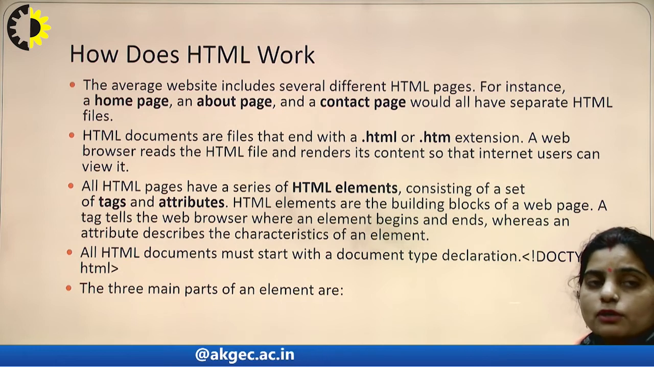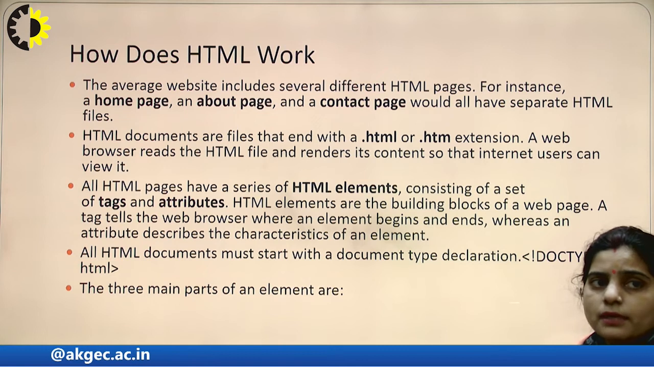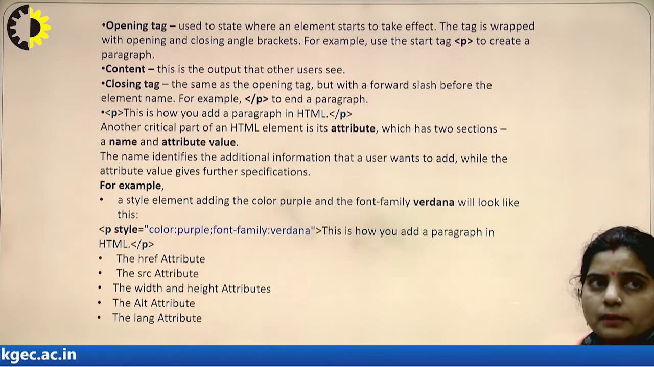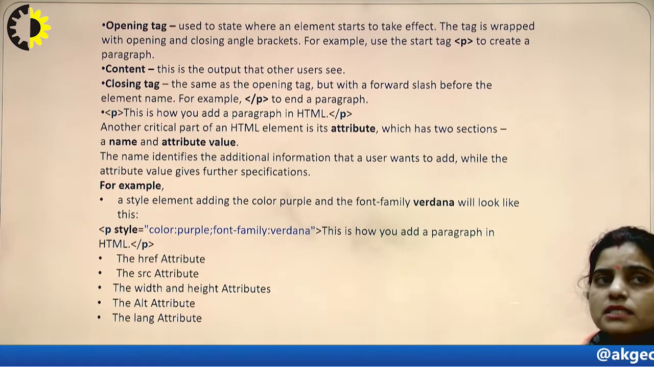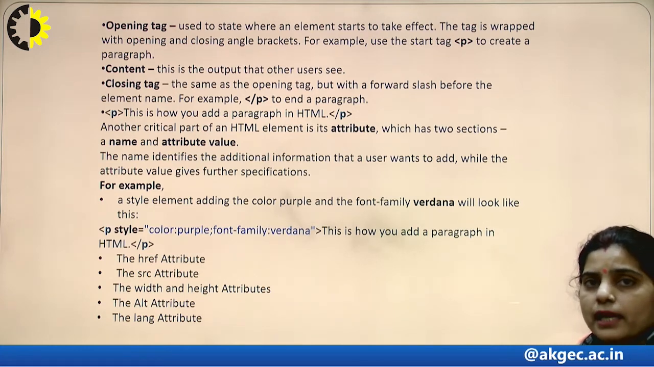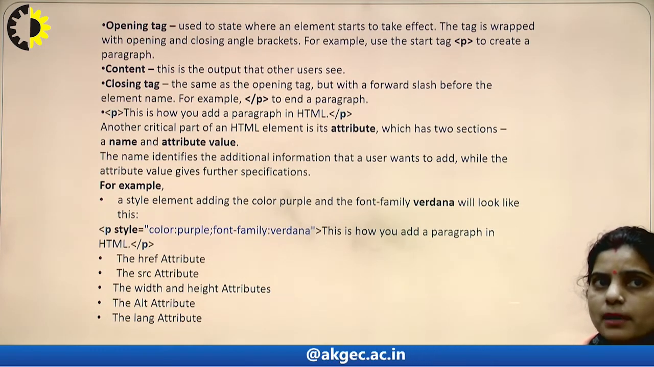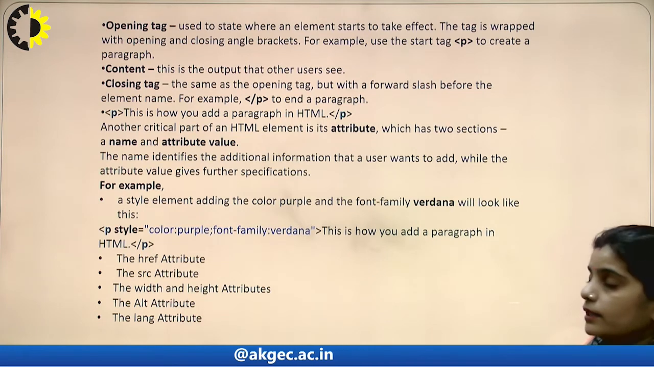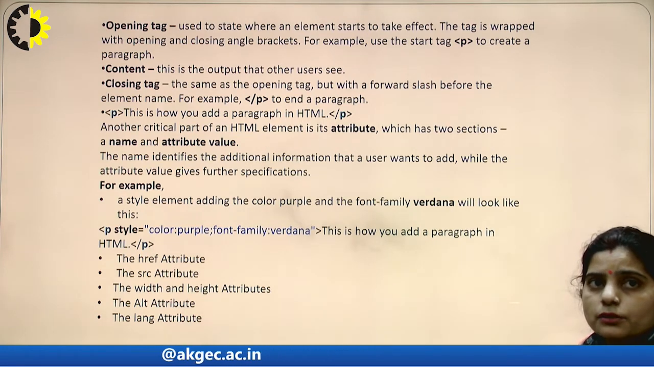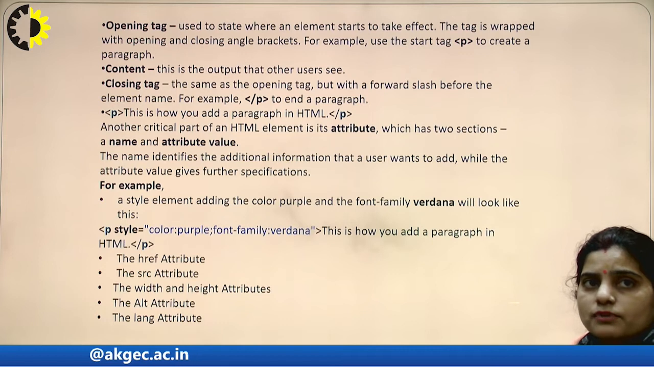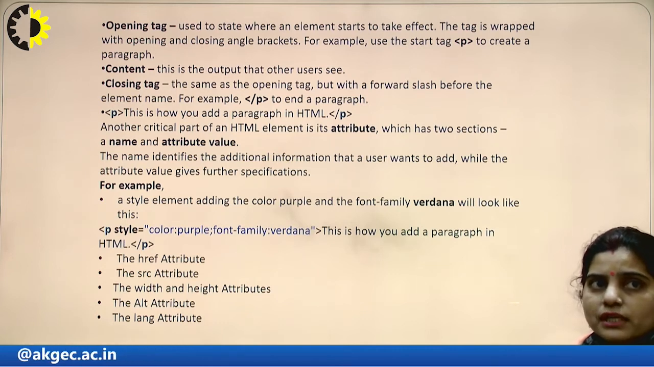All HTML documents start with the document type declaration, which is doctype html. The three main parts of an element are, first, the opening tag. This tag is used to state where an element starts to take effect, and it is wrapped in opening and closing angle brackets. For example, for the start tag, inside the angle brackets we use p, which is used to create a paragraph.